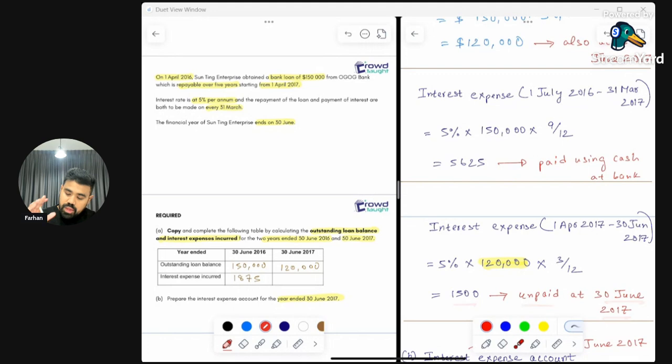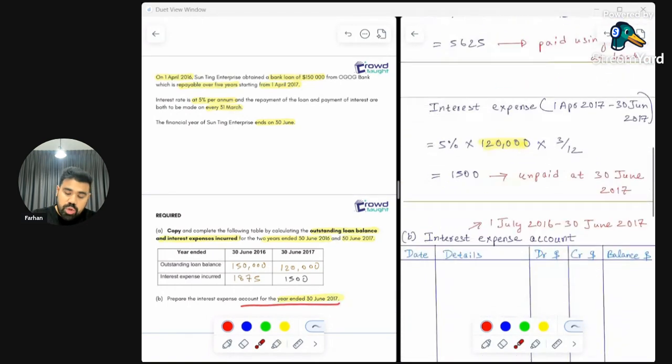All right, now we have got all our numbers for part A. What I need you to do now is prepare the interest expense account as required by Part B. And the interest expense account is going to be for the year ended 30 June 2017, which is basically the time frame we are looking from 1 July 2016 until 30 June 2017. Okay, so let's see what's going on.